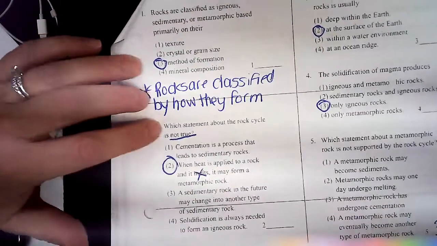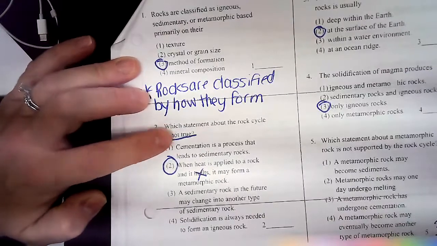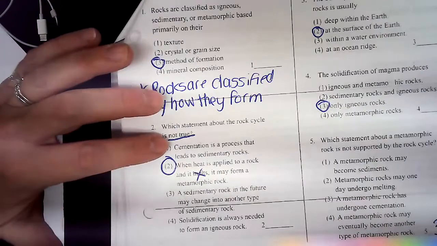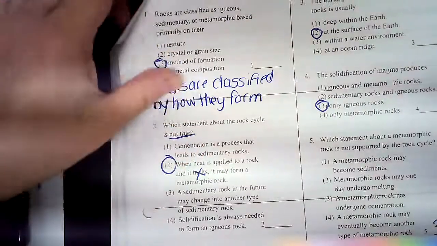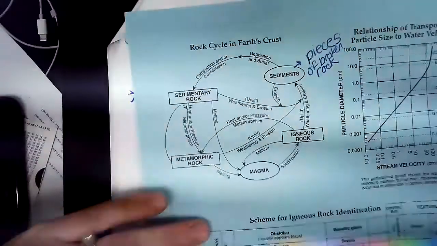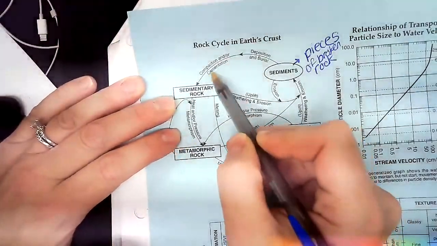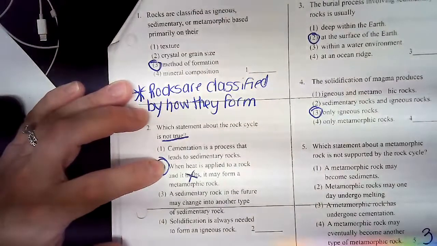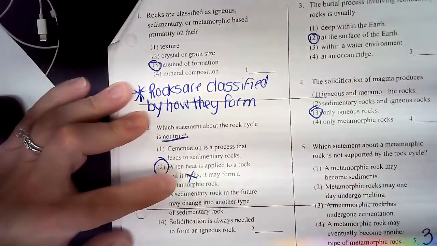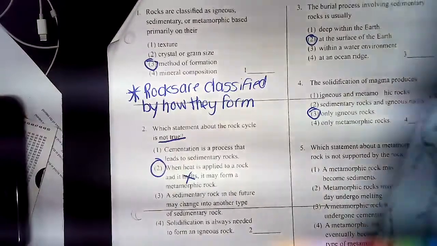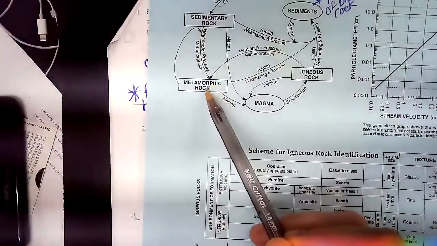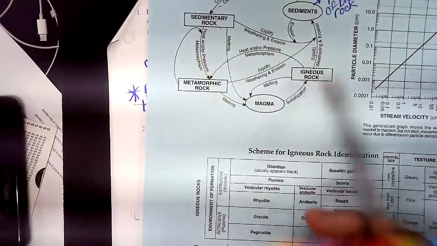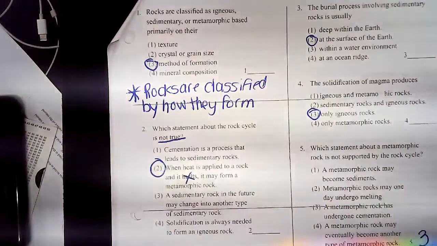This one you had to be careful because it says which statement about the rock cycle is not true. So to find which one's not true, I made sure the other ones were true. Sedimentation is a process that leads to sedimentary rocks. Sedimentation right there leads to sedimentary rocks. When heat is applied to a rock and it melts, it becomes a metamorphic rock. Yes, heat is involved in metamorphic rocks, but they don't melt. If they melt, they are igneous rocks. So the melt is what's wrong in that one.